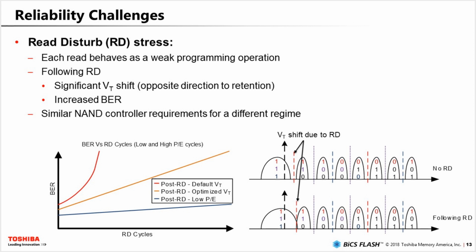Basically, it's similar to a programming operation on a NAND. A programming operation is performed by applying a high voltage on the transistors and applying a current through the bit line. Reading is similar, but with a much lower voltage. So each time you read the NAND device, a small amount of programming is performed on the NAND itself. As a result, you get distortions of the distribution, this time in the opposite direction to retention.